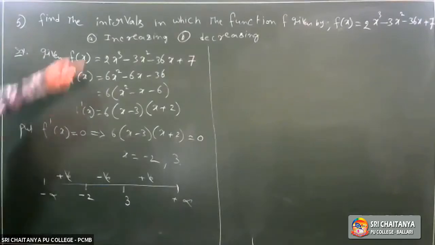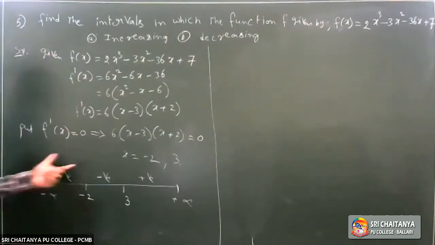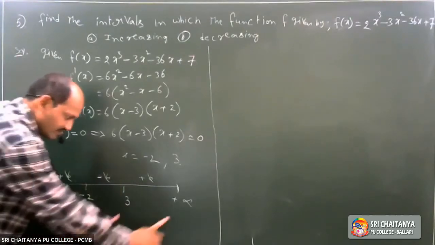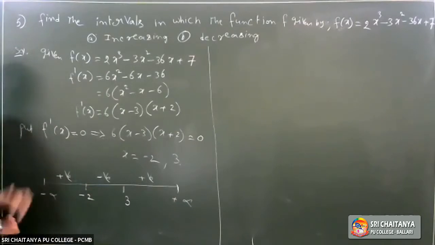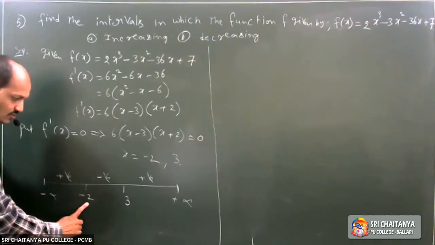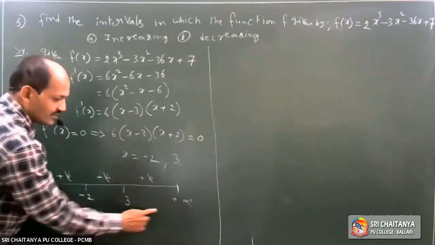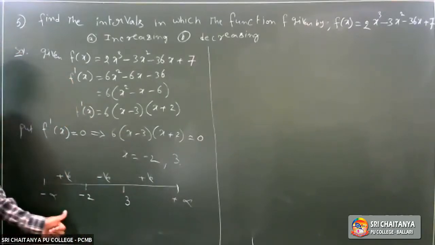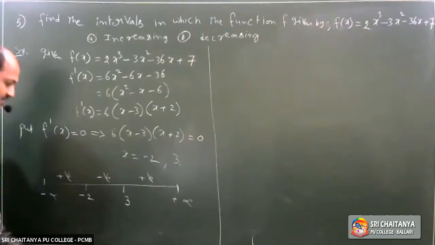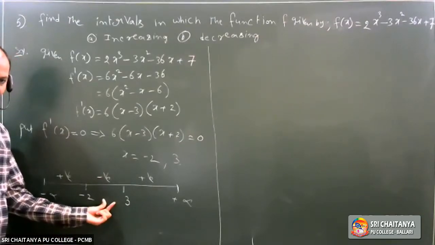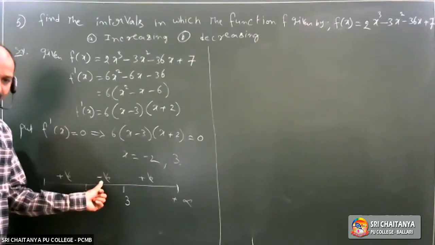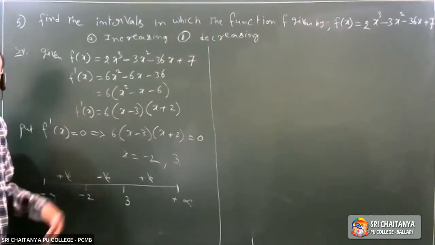First question, increasing. In which intervals is the given function positive? Minus infinity to minus 2 and 3 to infinity. The given function is greater than 0 in minus infinity to minus 2 union 3 to infinity. In these two intervals, it is positive, so it is increasing or steadily increasing. Minus 2 to 3 is negative, and negative means it is decreasing.